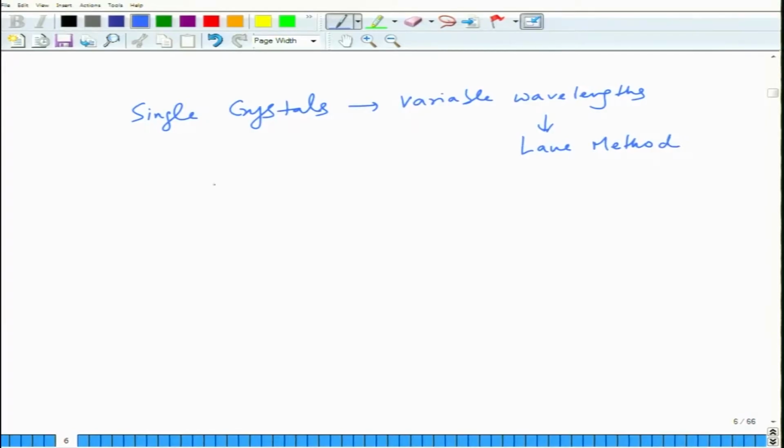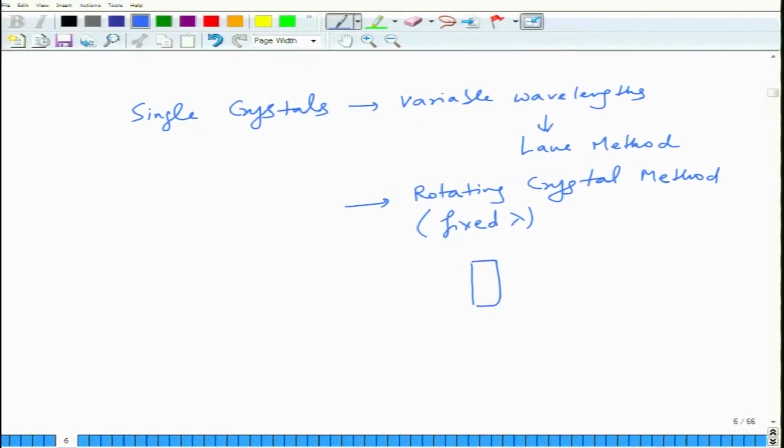There is another method for single crystal, which is called the rotating crystal method. In that method, the wavelength is fixed. So, it is a fixed lambda, but the crystal rotates. Okay. So, you have a crystal which undergoes rotation, and this is the incoming beam of fixed lambda.